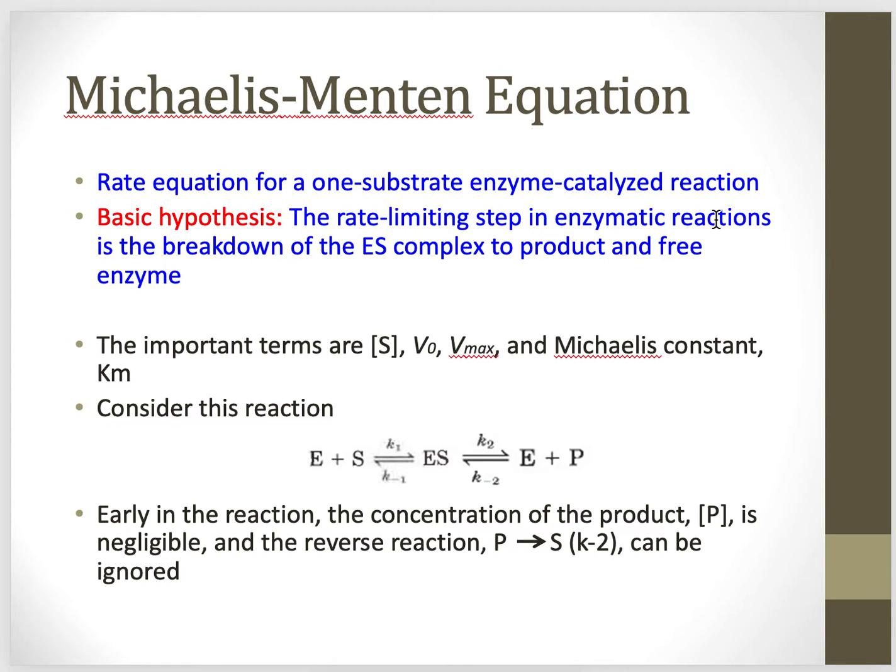There are some important terms if we want to give an equation for an enzymatic reaction. Those terms are substrate concentration, V0 initial velocity, Vmax maximum velocity, and a constant Km, which is called the Michaelis-Menten constant. So now we'll learn how they derive the equation.